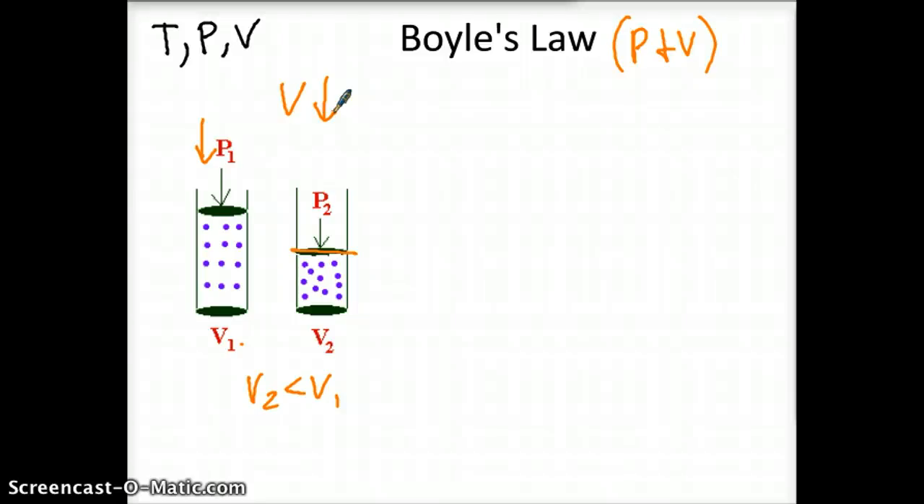Well, let's think back. What does pressure mean? Pressure is the force per unit area. So if we have more force, if we have more collisions, that means we're going to have more pressure. If we have less force, fewer collisions, we're going to have less pressure.